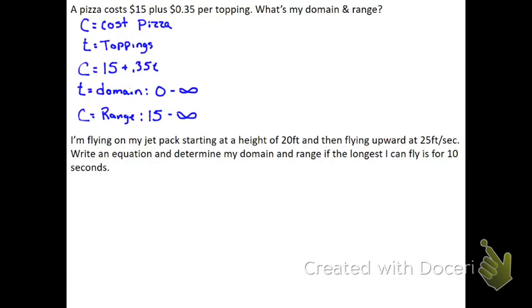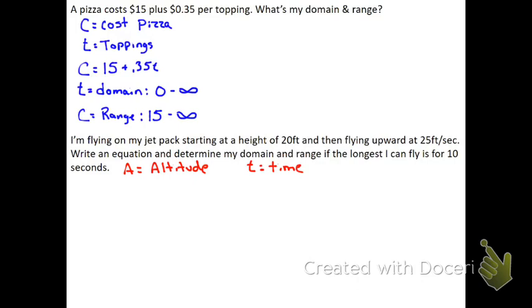Last problem. I'm flying on my jetpack starting at a height of 20 feet and then flying upward at 25 feet per second. Write an equation and determine my domain and range if the longest I can fly is 10 seconds. So again, we've got to write our equation, and before that, we've got to figure out our variables. So we're going to use A for altitude, and we're going to use T for time.